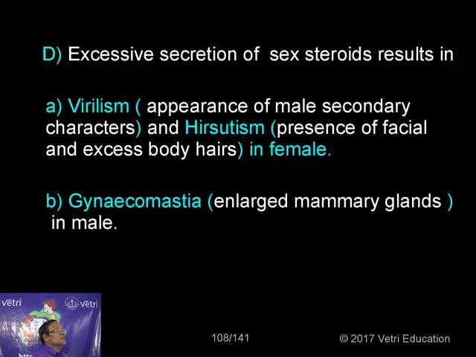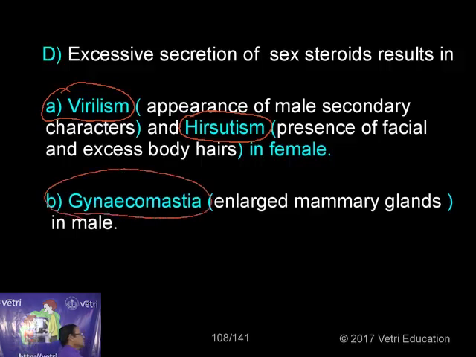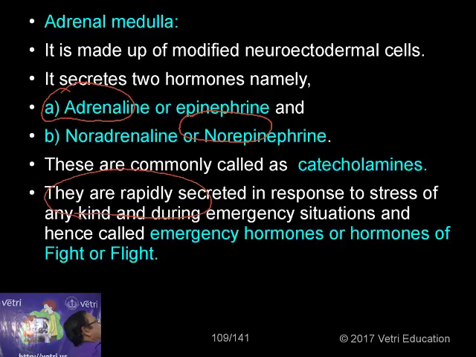Now what are the results of excessive secretion of sex steroids? It causes virilism, the appearance of both male and female characters in a female, or else hermaphrodite conditions. And number two, the presence of hair on the surface of the body and face, called hirsutism. So in females we have virilism and hirsutism. Virilism is the development of male secondary characters, and hirsutism is the development of hair on the face as well as on the body surface, as in a male. In the case of males, we have gynecomastia, one of the symptoms, which is nothing but enlarged mammary glands in a man, as in the case of a female.